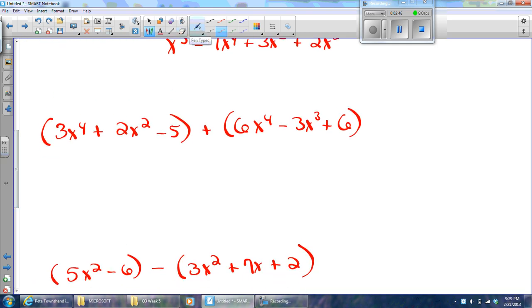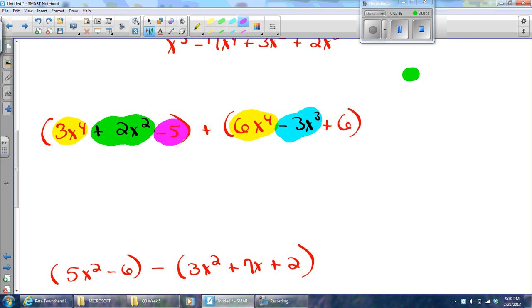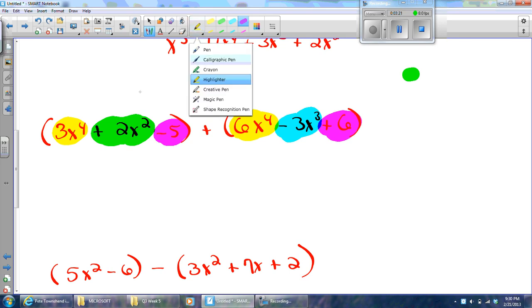our result. So I'm going to use my highlighter here. I've got x to the 4th and a 6x to the 4th. I have a 2x squared and, oops, I don't want to do that because that's not an x squared term. So I'm going to go minus 3x cubed and then minus 5 and plus 6. So now I'm ready to combine like terms. By the way, I have a trinomial plus a trinomial, right?